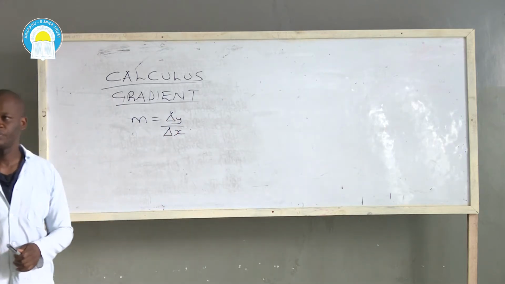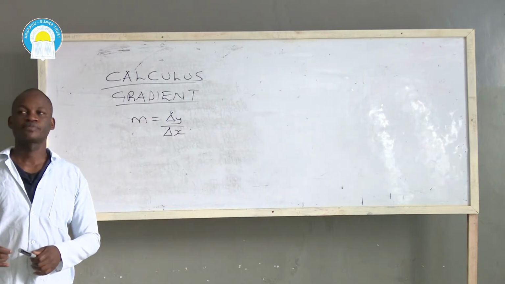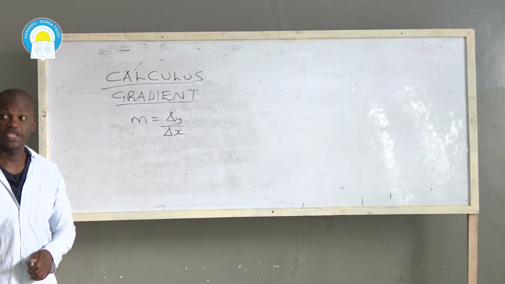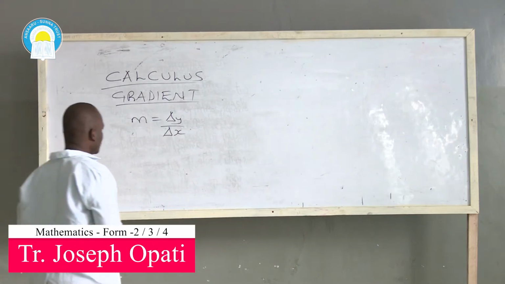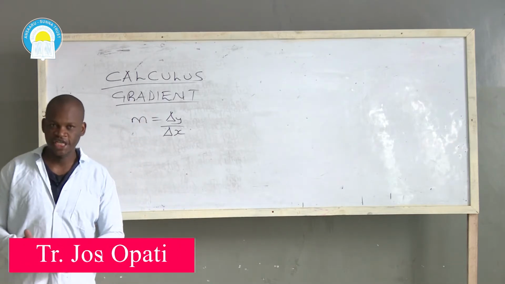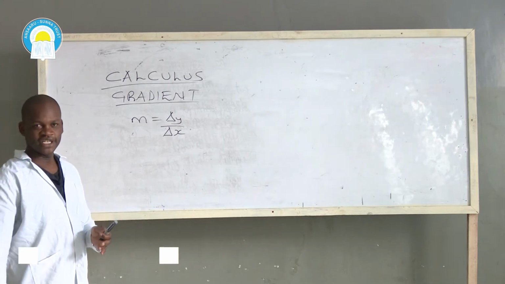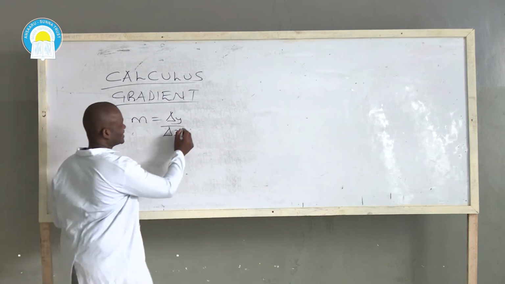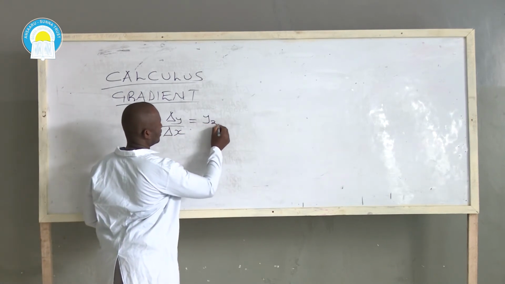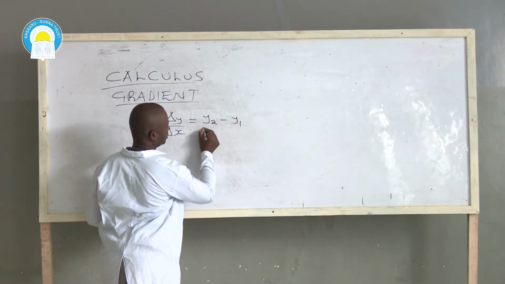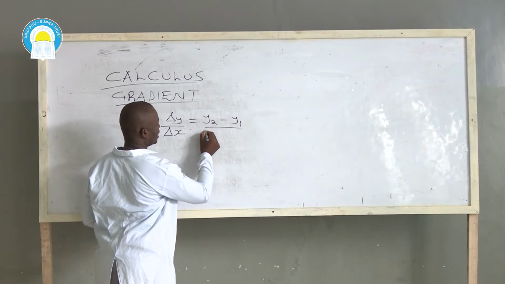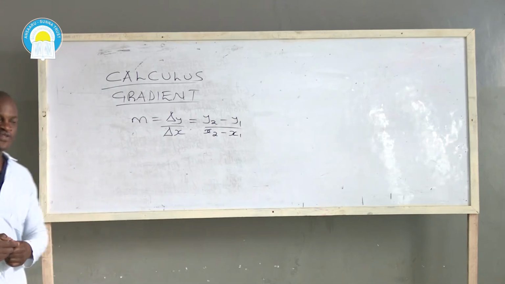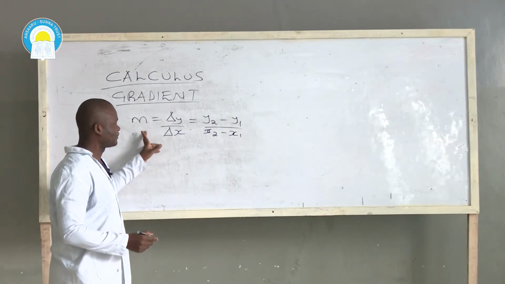So change in y over change in x. Now, to get any change, you must have what? Two values. So this formula here can be extended now to y2 minus y1 over x2 minus x1. So the key things in this formula here are the following.